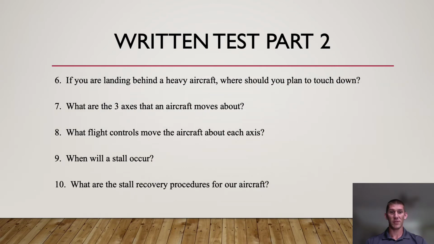The wingtip vortices question leads right into question number 6: if you're landing behind a heavy aircraft, where should you plan to touch down? Obviously that's a safety issue. You definitely need to know how much time you should leave between you and the other plane and where you should touch down. What direction the wind is blowing the vortices needs to be taken into account, so you can expound on all that when going over the test.